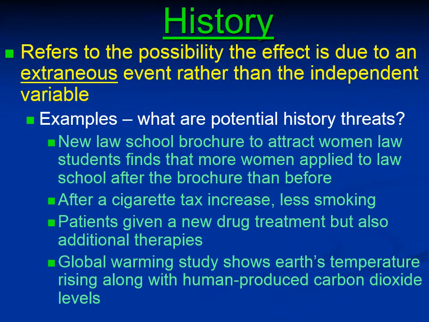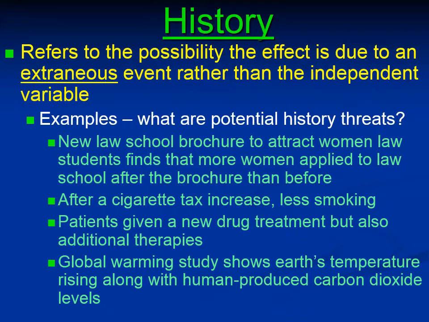Okay, the first threat is the history threat. So this refers to the possibility that the effect you're seeing in your research is due to an extraneous event rather than the effect of your independent variable.